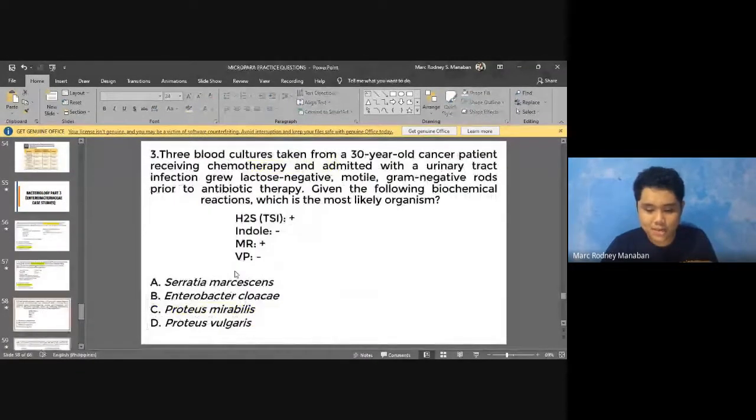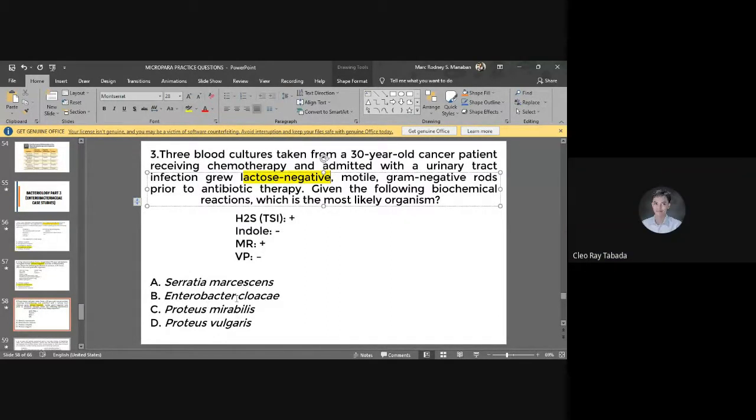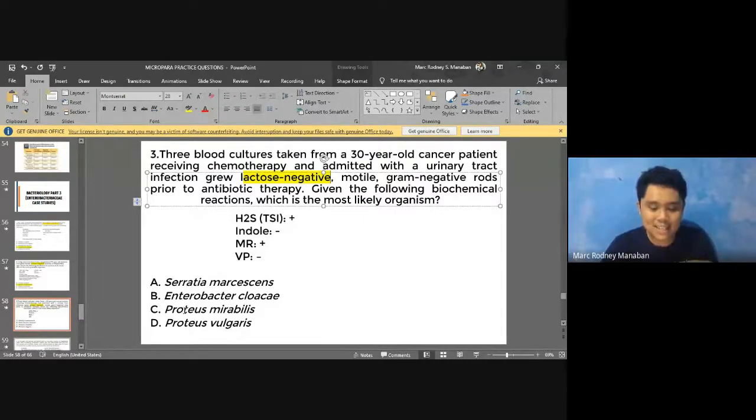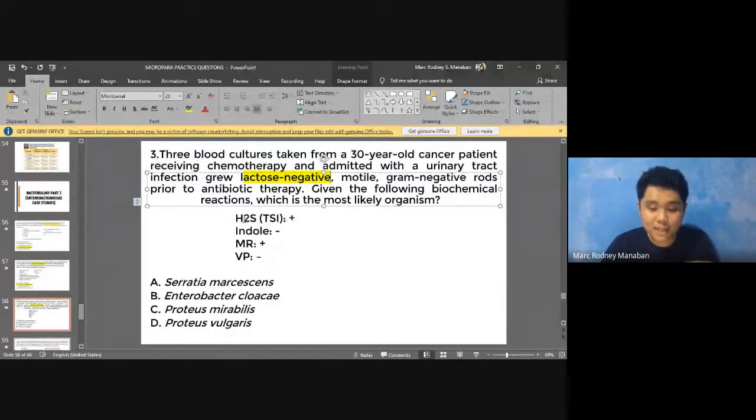Alright. Number three, ayan. Three blood cultures, lactose negative. Alright, lactose negative, lactose negative. Na ba tayo ma-erase? Enterobacter, because lactose fermenter. So, mabilin na lang tag A, C, and D. Alright. Now, we go now to the next biochem. H2S positive. Kinsa may ma-erase, ana? Kay H2S producer si Serratia. So, you're left na lang with Proteus na duha.